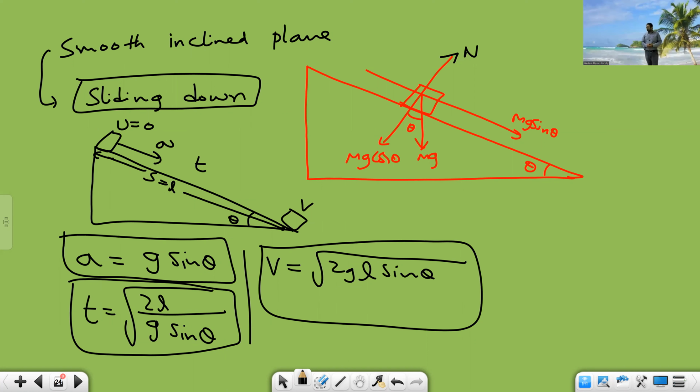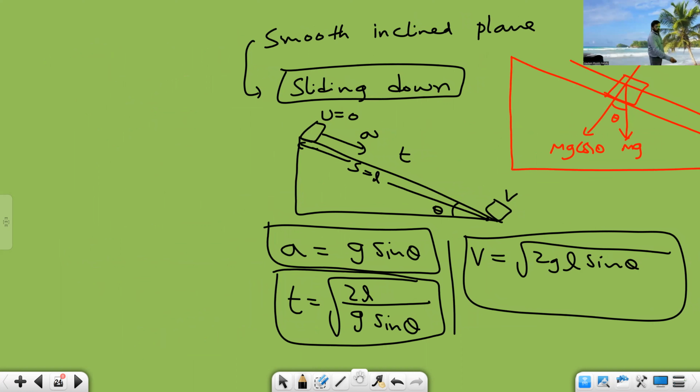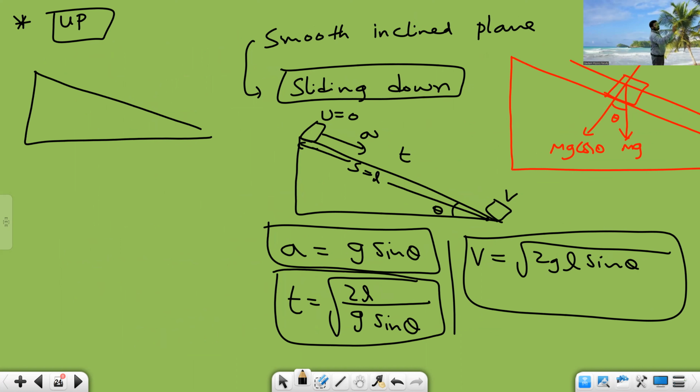Now a question arises. Okay, sir, you told the formulae for sliding down a smooth inclined plane. What happens when the body is moving up a smooth inclined plane? Again I am taking a smooth inclined plane, and the body is moving up. It is projected up with velocity u, going up with acceleration a, and it reaches the maximum height and comes to rest.